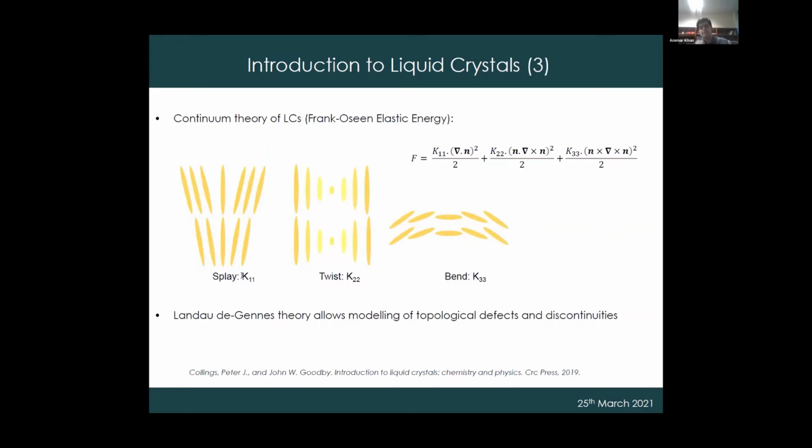And fundamentally, the magnitude of these elastic constants depends on the chemistry of the molecules, the functional groups, the intermolecular forces, the viscosity, and so on and so forth. Right. So this is electrostatic in nature, but this allows us to model them. One limitation of the Frank elastic energy model is that it does not allow us to cater for discontinuities, which we will talk about later on, and for that you need the Landau-de Gennes or the Q tensor framework.